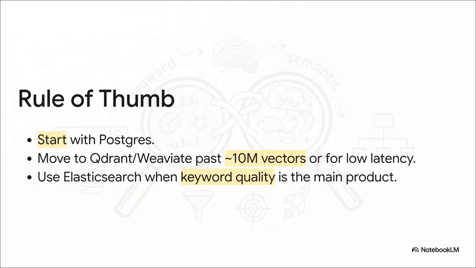So really, it all boils down to this super simple rule of thumb. Just start with Postgres. Seriously, it's powerful, you're probably already running it, so it's the easy button. Only when you cross that threshold of around 10 million vectors, or you have really demanding low latency needs, should you start looking at a dedicated vector database like Qdrant. And if your app is more of a traditional search product, Elasticsearch is your go-to.